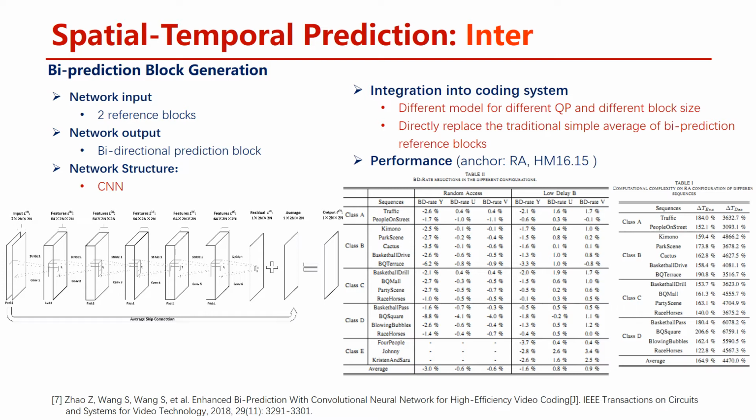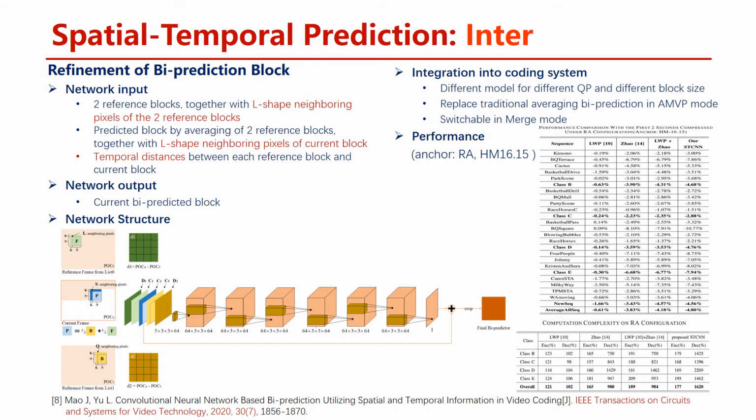Besides the refinement of existing prediction from traditional ways, prediction blocks can be generated directly from reference blocks by neural networks. By introducing temporal distance, prediction blocks can be generated from the reference blocks and generalized for temporal interpolation and extrapolation. Here, 4.8% of bit rate saving is reported for learning-based inter prediction.